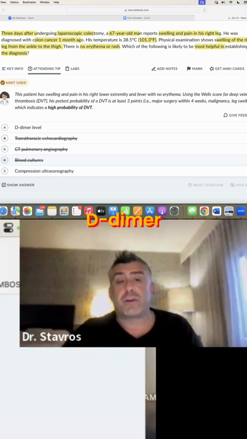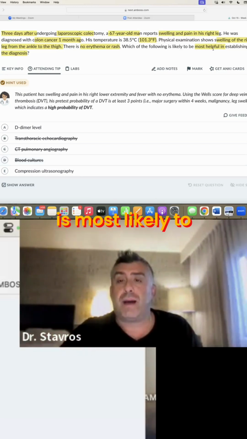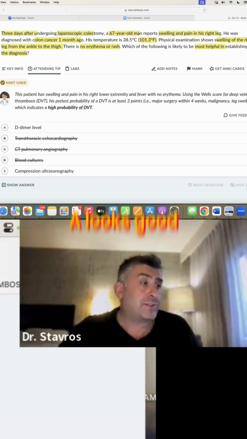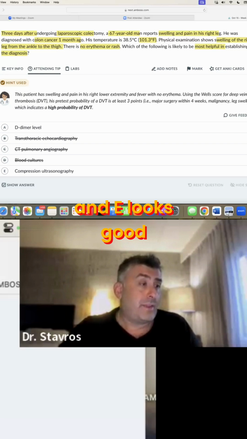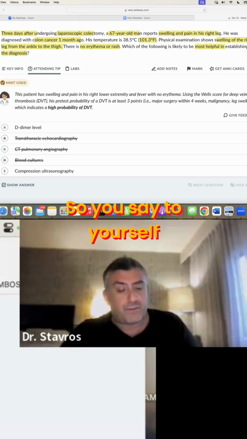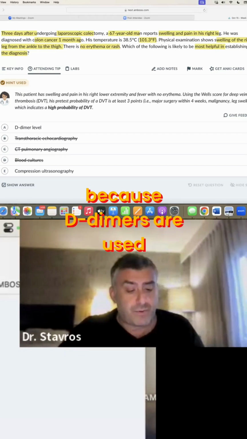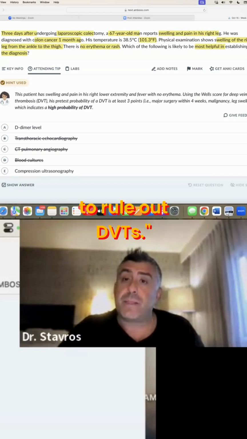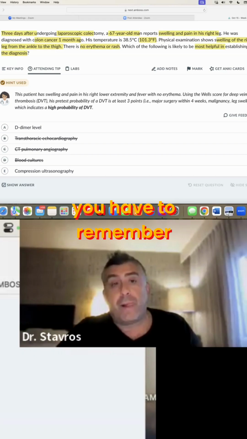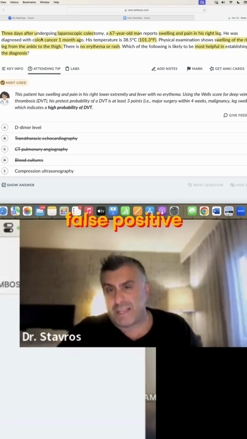Look at the answers. D-dimer, compression ultrasound. Which of the following is most likely to be helpful in establishing the diagnosis? What do you guys think? A looks good and E looks good. They both look good. They both look awesome, right? One looks better than the other. So you say to yourself, well, I want to choose D-dimer because D-dimers are used to rule out DVTs. They're used to rule out. Yes. Unfortunately, you have to remember that if a person has a recent surgery, it's going to be a false positive, right?